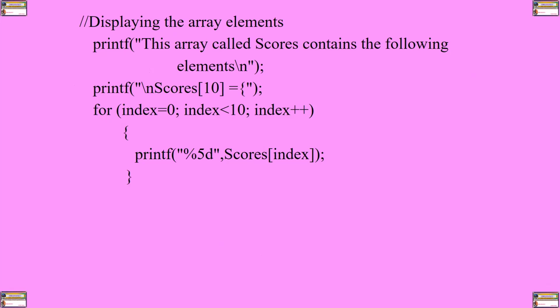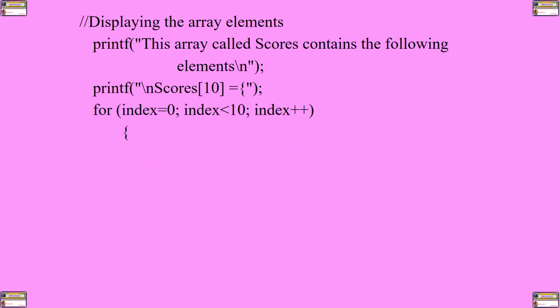Once that value is written on the screen, the processor will go to the last part of this loop, that is index plus plus, or it will increment the current value of index by 1. So 0 plus 1 is 1. Is 1 less than 10? Yes. So the processor will go to the array and read the element whose identification is scores 1, the index 1. That will be the second element. It will be displayed on the screen in 5 spaces. And that will continue.